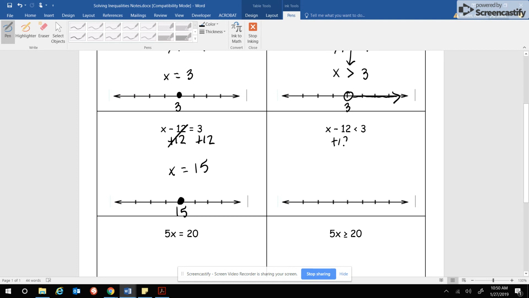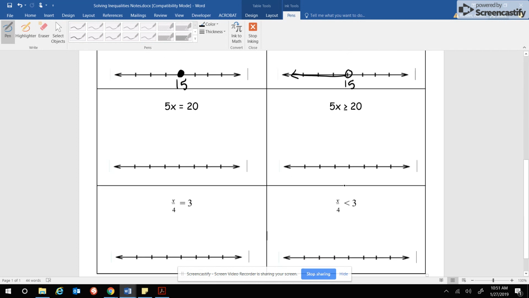Now we're going to solve the inequality the exact same way. I'm going to add 12 to both sides to keep my inequality balanced. I get rid of those two 12s, and I get x is less than 15. So again, I'm going to use an open point because x does not include 15. It is less than 15. So now I'm going to draw my arrow to the left. x is less than 15. Anything less than 15.